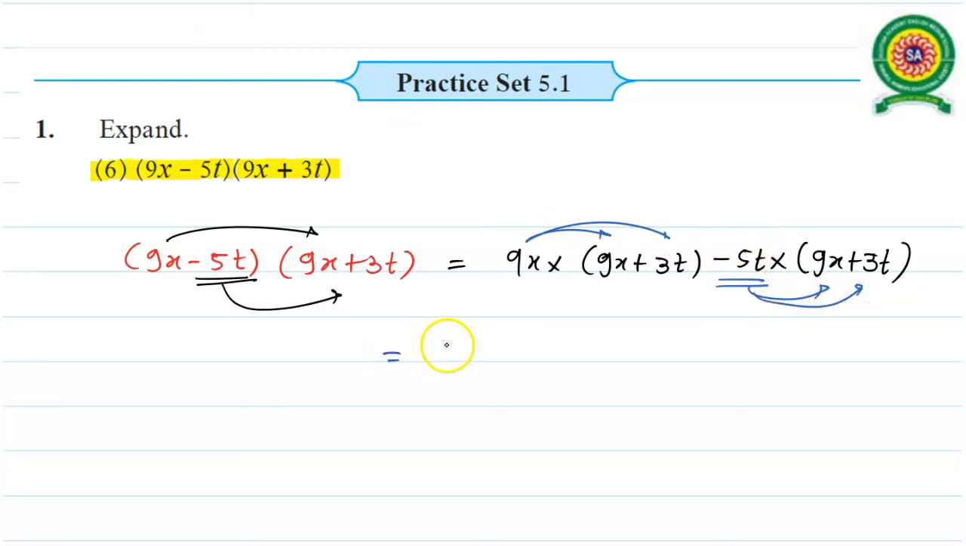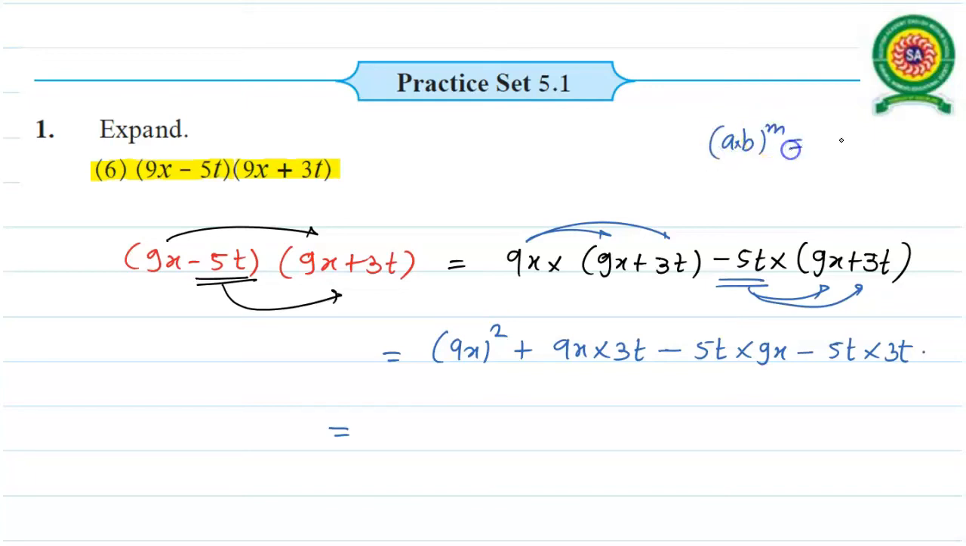Now try to distribute here 9x over the bracket and minus 5t over the bracket, so that we are getting 9x into 9x as (9x) whole square plus 9x into 3t. Now plus minus becomes minus 5t into 9x, so I am writing 5t into 9x. Again plus minus becomes minus 5t into 3t. Next to it, as per the rule of indices, again (a into b) whole to the power m, we can write it in the form a raised to m into b raised to m.